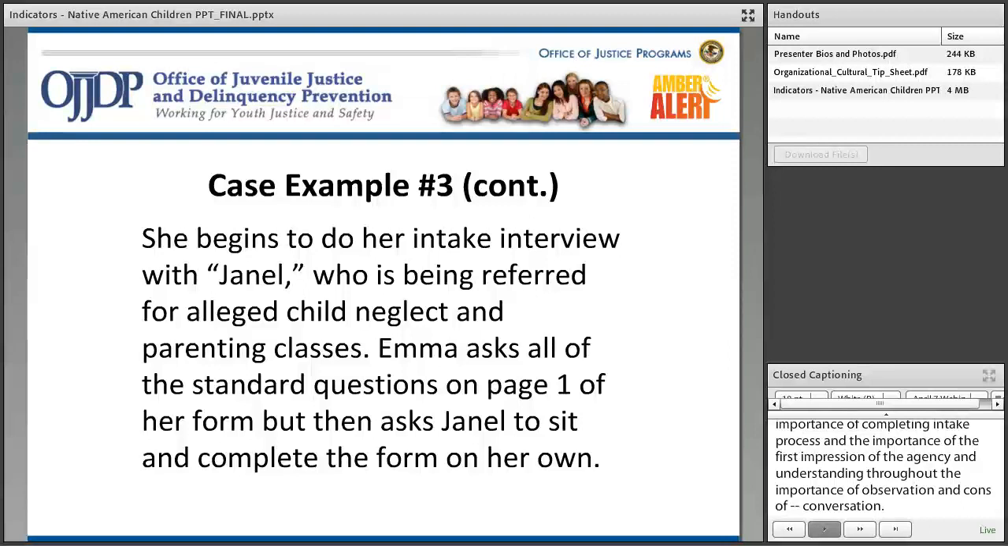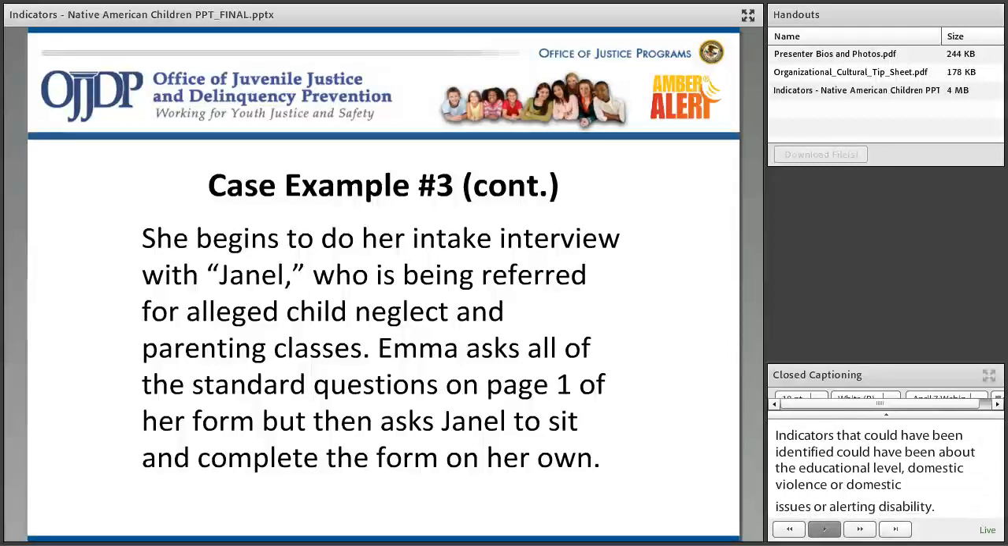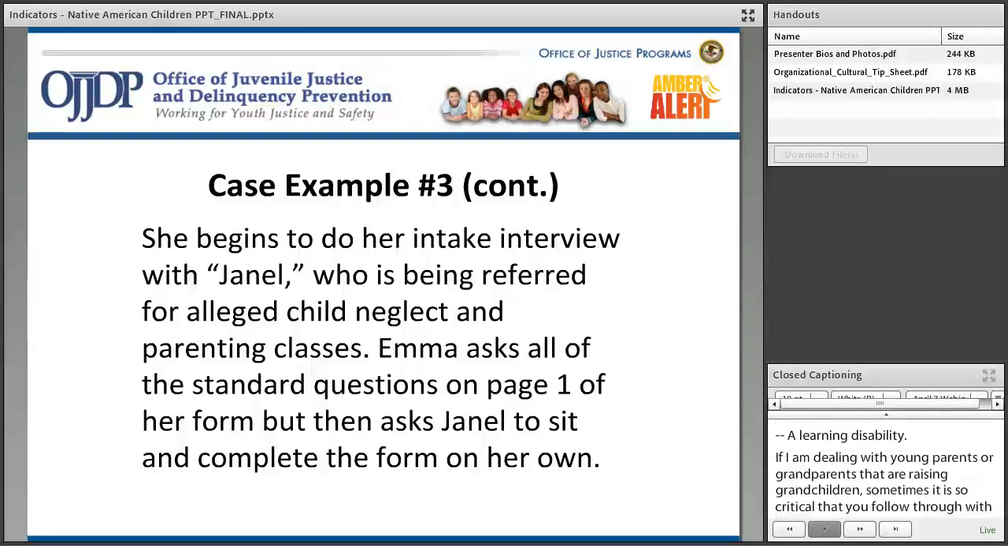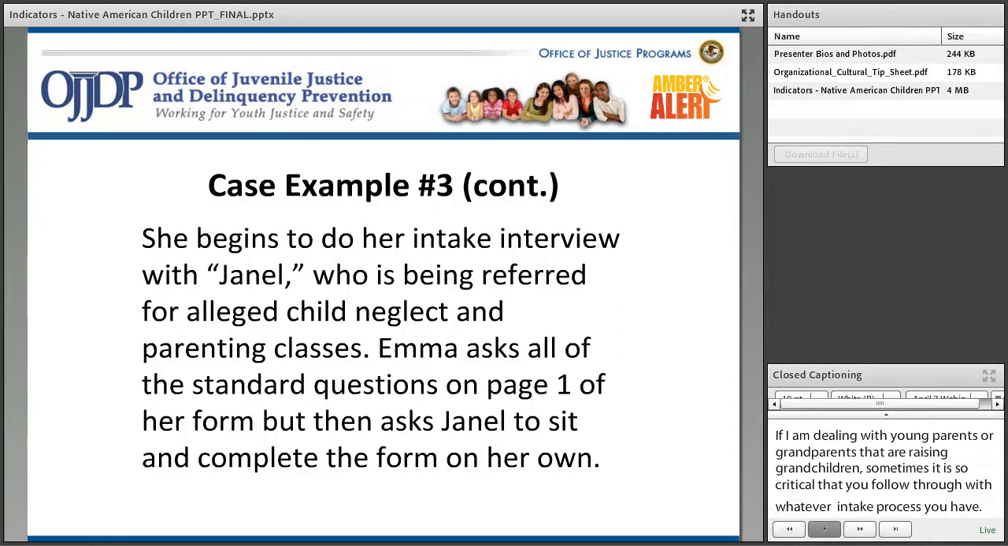If I'm dealing with young parents or even grandparents that are raising grandchildren, sometimes it is so critical that you follow through whatever intake process that you have. And if your staff isn't trained to fully understand this, or you don't have that acknowledgement through even your policies and procedures, then that can be a problem. Those are things that may seem minimal, but they can be big problems.